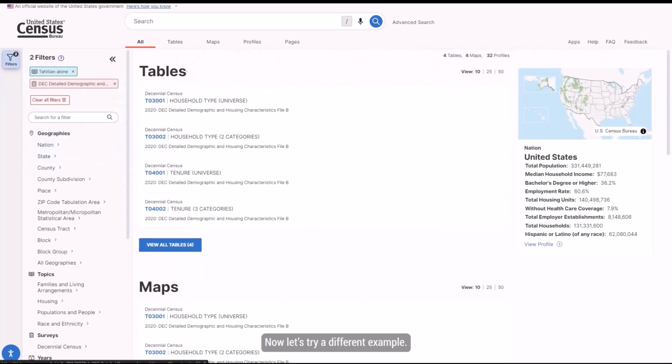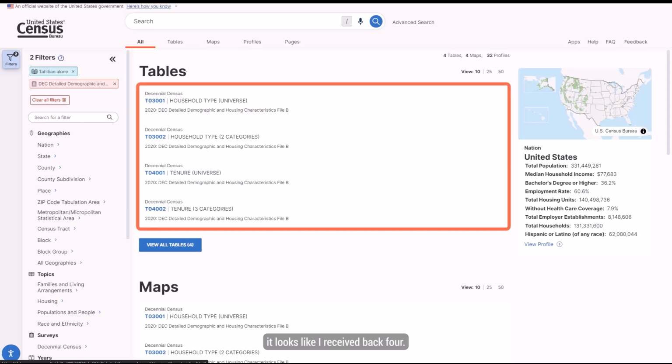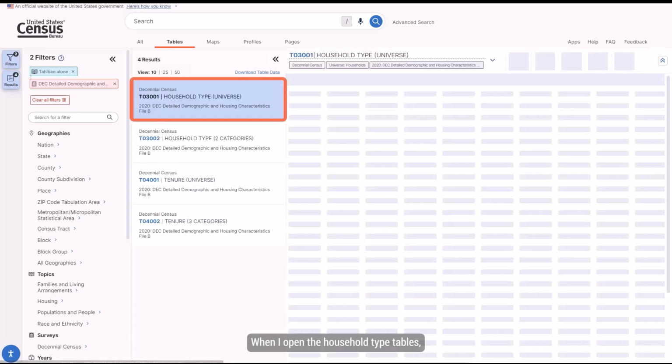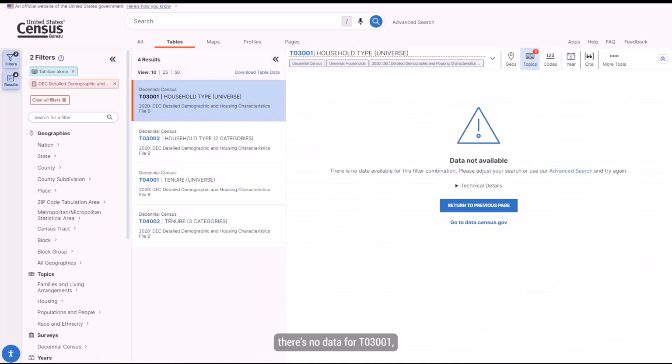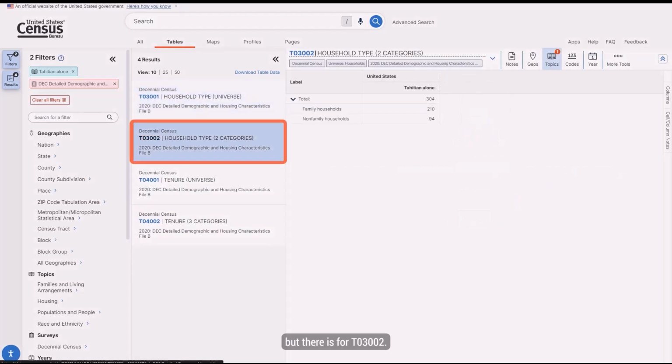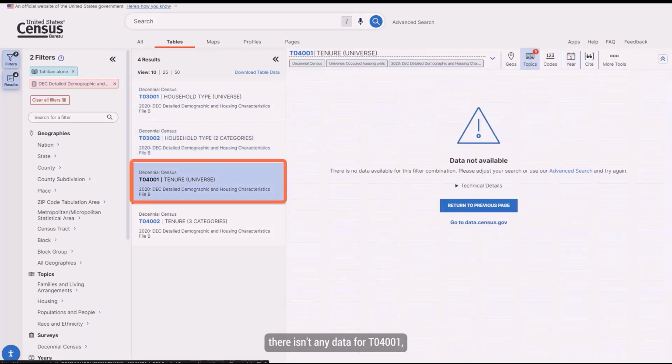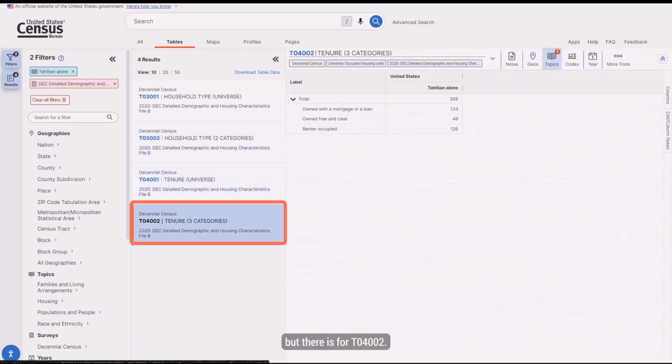Now let's try a different example. For this, I'm still using the detailed DHC-B data, but I'm looking at data for people in the U.S. who reported their race as Tahitian alone. Based on the detailed DHC-A, there were close to 900 people in this group, so this is a slightly larger population group than we examined in the last example. This time, though, instead of receiving just 2 tables, it looks like I received back 4. When I open the household type tables, I can see that there's no data for T03001, but there is for T03002. And then for the tenure tables, there isn't any data for T04001, but there is for T04002.